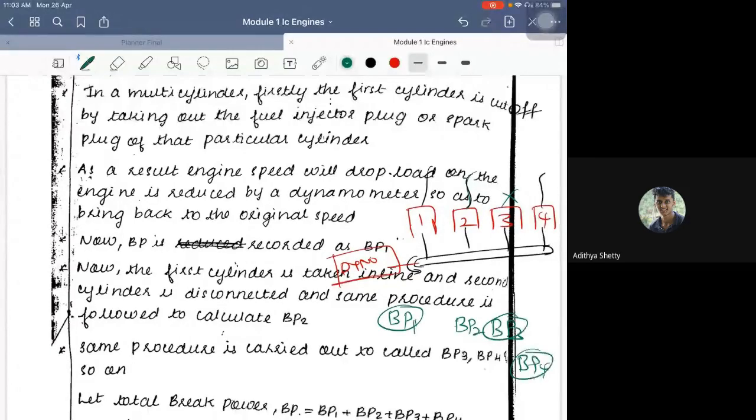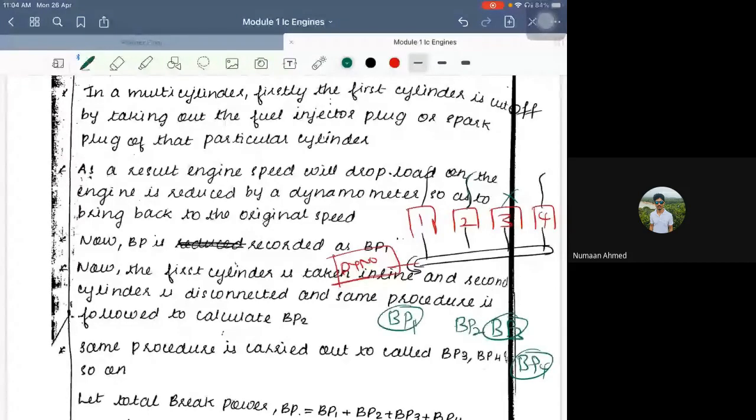So what is BP1, anyone? What do you mean by the value of BP1? It is the brake power when engine 1 is cut off, correct? Nagendra, what do you mean by BP2? It is the brake power when engine 2 is cut off. Okay. Numan Ahmad, what do you mean by BP3? Sir, it is the brake power developed when engine 3 is cut off. Okay, the same procedure.